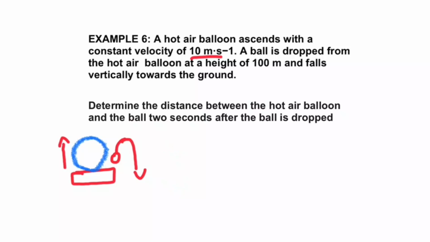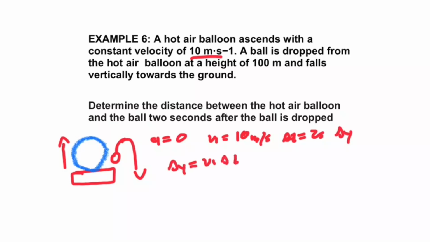So for the balloon, it is moving at a constant velocity. So our acceleration is equal to 0, and its velocity is 10 meters per second. It's not changing whatsoever. We have the time, which is 2 seconds, and we're interested in the displacement. The equation we need to use with these variables is delta y is equal to vi delta t plus a half acceleration delta t squared.